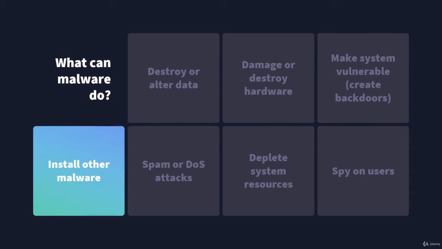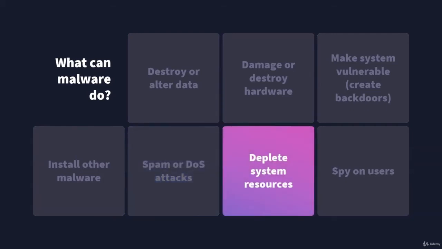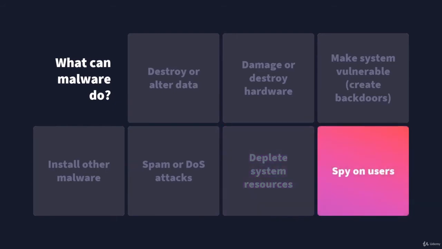In some cases, malware can install other malware. It can generate spam or create denial-of-service attacks. It can also deplete the resources of the system and use these resources for malicious purposes, such as denial-of-service attacks. Last on our list, malware can be used to spy on users, extracting confidential information about the users.